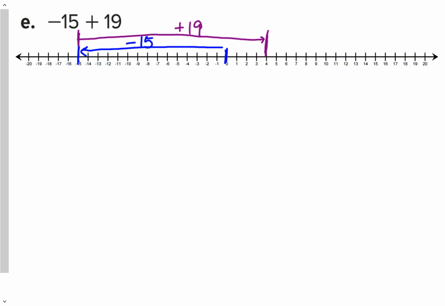Okay, so the answer is going to be 4. Again, we're going to use our absolute values, two different signs, so let's subtract them. 19 minus 15 is 4. We have more positives, so the answer was positive 4.